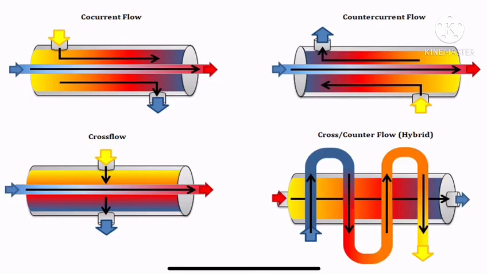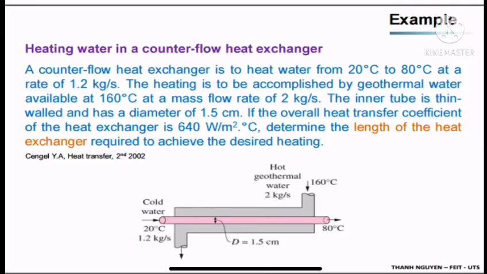Here are other examples of heat exchangers: the co-current flow, counter-current flow, cross-flow, and cross-counter-flow hybrid. Heating water in a counter-flow heat exchanger. A counter-flow heat exchanger is to heat water from 20 degrees Celsius to 80 degrees Celsius at a rate of 1.2 kilograms per second. The heating is to be accomplished by geothermal water available at 160 degrees Celsius at a mass flow rate of 2 kilograms per second.